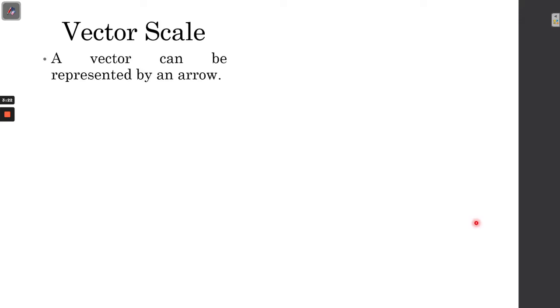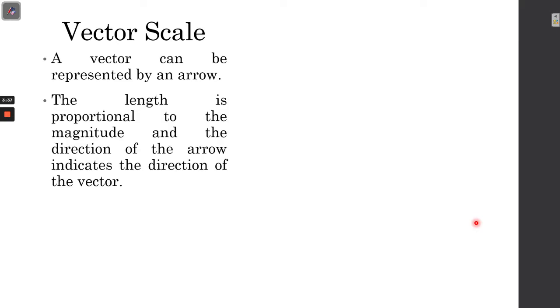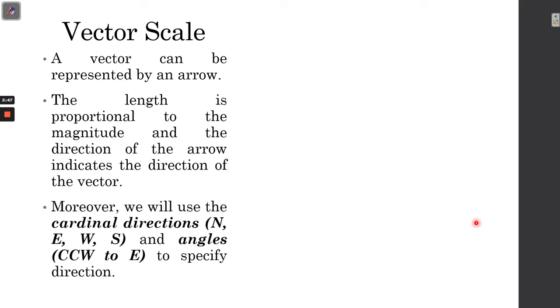Let's talk more about vector scale. A vector can be represented by an arrow. So when we talk about vector, we use an arrow to represent a vector. The length of the arrow is proportional to the magnitude, so meaning the higher the number, the longer the arrow. And then the direction of the arrow indicates the direction of the vector.